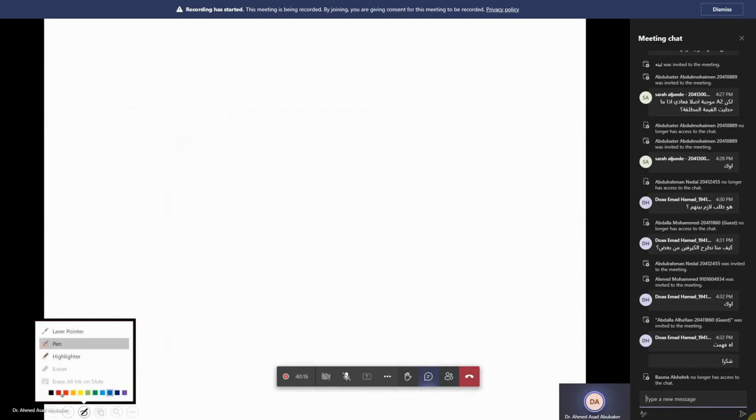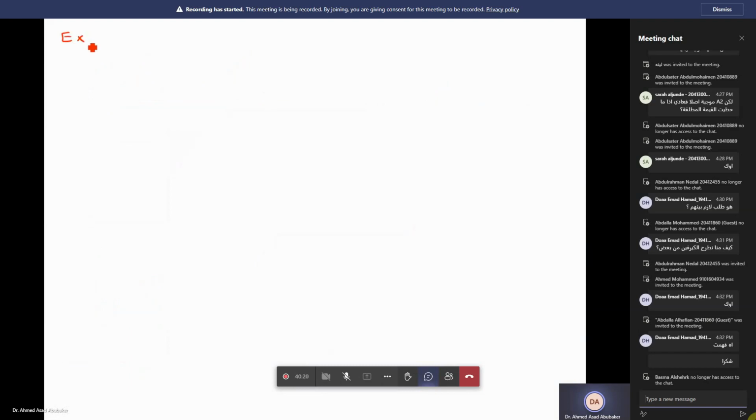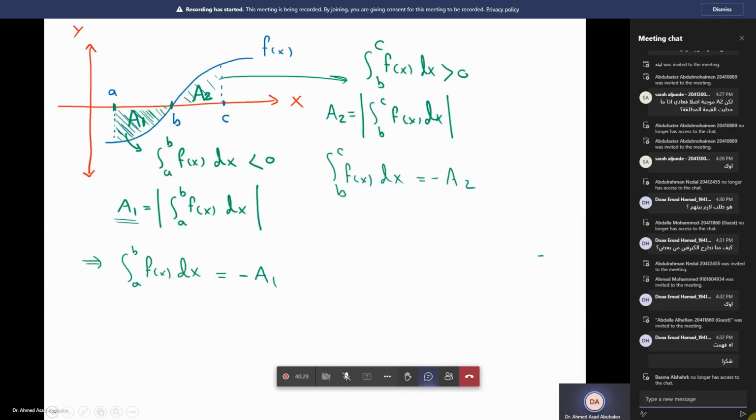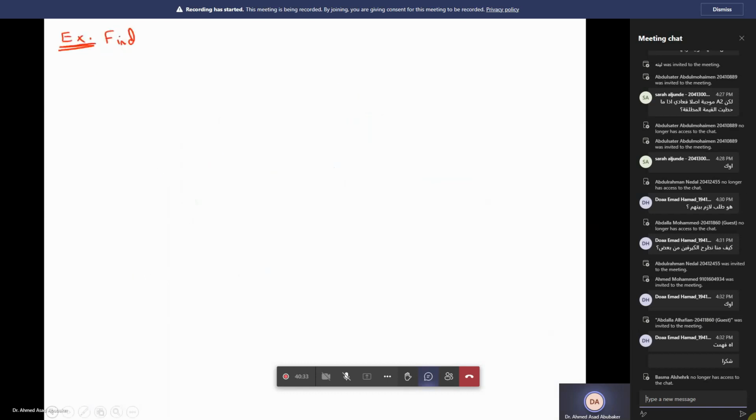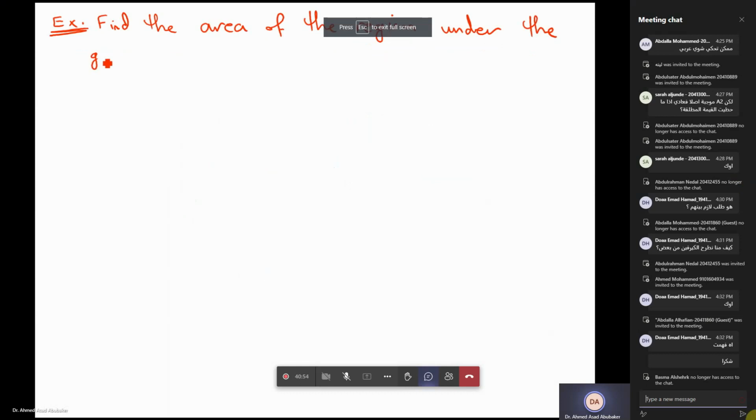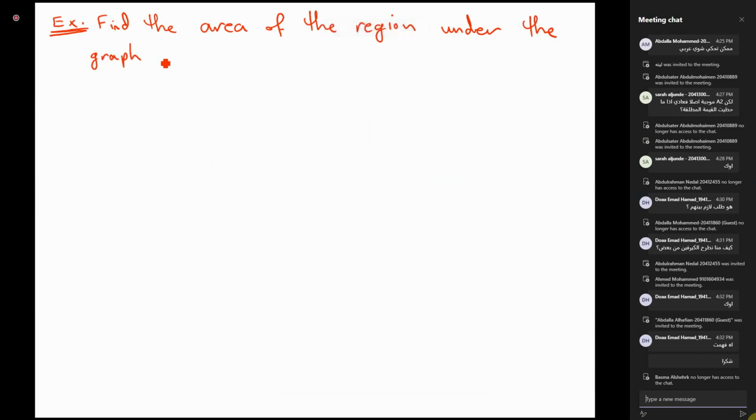Okay, now if we need to take an example for each case, the first case: find the area of the region under the graph of y equal 1/4 x square plus 2x, from x equal 1 to x equal 3.